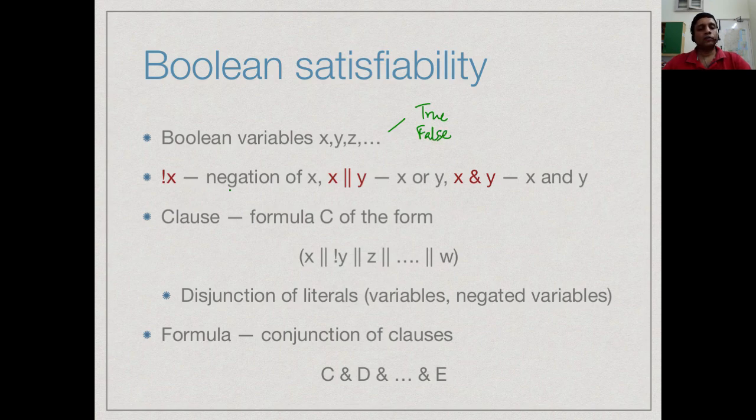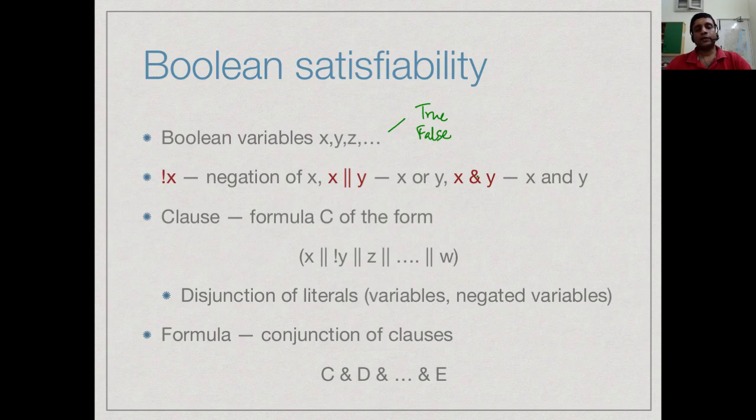Negation takes a value of true and turns it into false and vice versa. So we write that with this exclamation mark using some programming language terminology. So not x is written as !x. Then we have x or y, which is true provided at least one of them is true. So if either x is true or y is true or both are true, x or y is true. We write that with this vertical bar or pair of vertical bars.